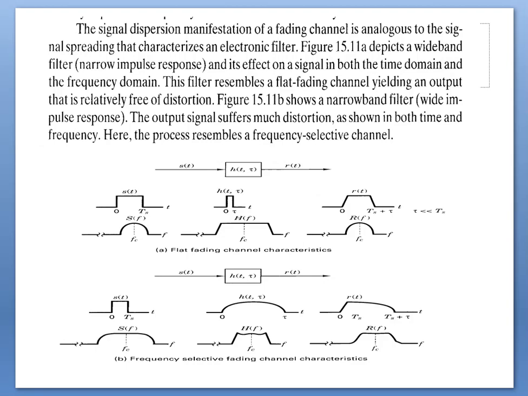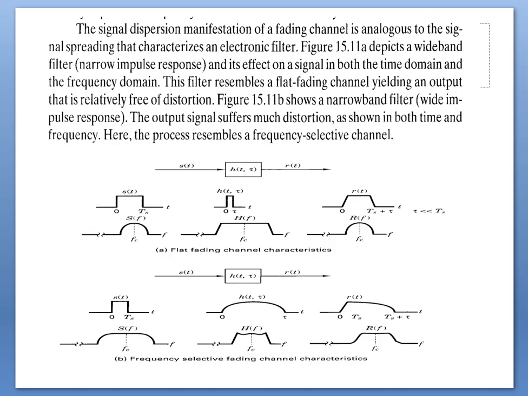Now, the signal dispersion manifestation of a fading channel is analogous to the signal spreading characterization of an electronic filter. The figure below depicts a wideband narrow impulse pulse and the effect of a filter on a signal, both in the time and frequency domains. The filter resembles a flat fading channel, yielding an output that is relatively free of distortion. The figure below shows a narrow band filter. The output signal suffers much distortion in both time and frequency. Here the process resembles a frequency selective channel.